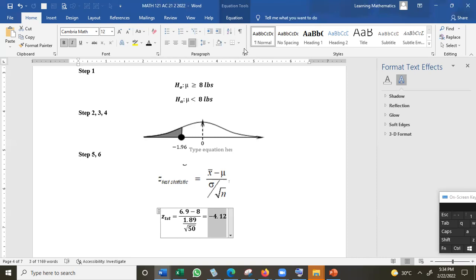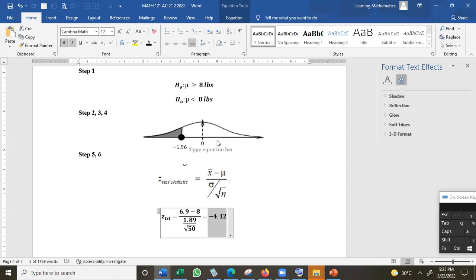Okay, so that is the stage we are in right now. We're going to plot the test statistic on the curve. So that's negative 4.12 and that's negative 1.96. So can anybody share with us where you think we have to put negative 4.12?